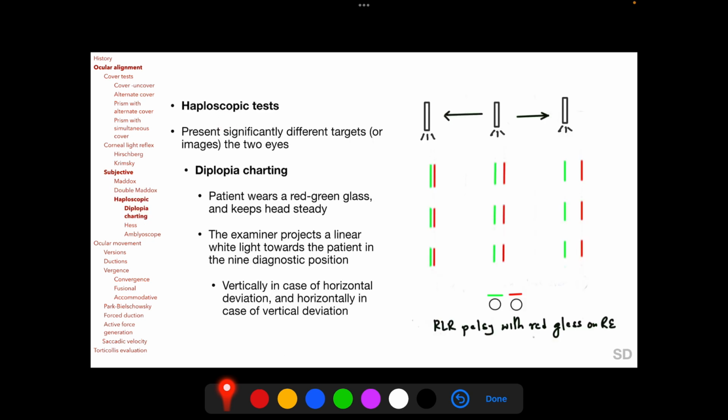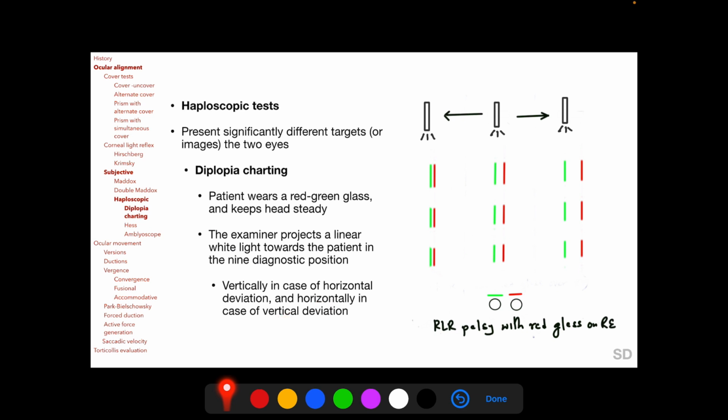Haploscopic tests present significantly different targets or images to the two eyes, and we will be discussing three haploscopic tests: Diplopia charting, Hess screen, and Amblyoscope. In Diplopia charting, the patient wears a red-green glass and keeps his or her head steady. The examiner projects a linear white light towards the patient in 9 diagnostic positions of gaze. The examiner projects the light vertically in case of horizontal deviation and horizontally in case of vertical deviation.